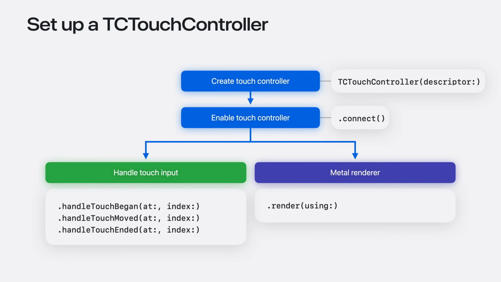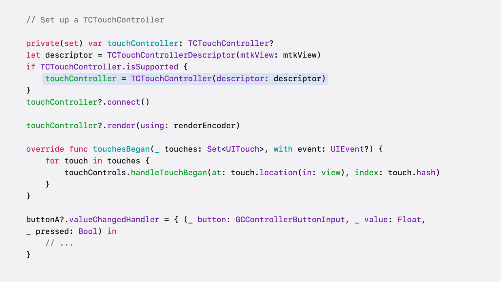In the code, I'll use a descriptor to create a touch controller object. I'll enable the touch controller using the Connect API. Then, I'll render all the controls using the touch controller's render API. In UIKit, the touchesBegan function reports when one or more new touches occurred in the view or window. I'll override that and call handleTouchBegin instead. You'll want to do that for touchesEnded and touchesMoved also. Finally, I'll set up the polling states and value change handler.